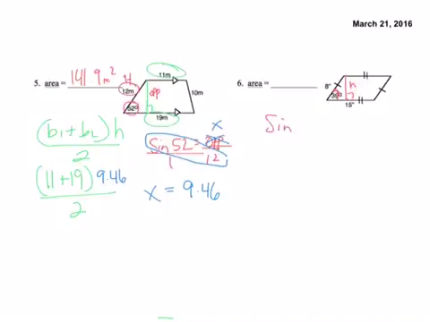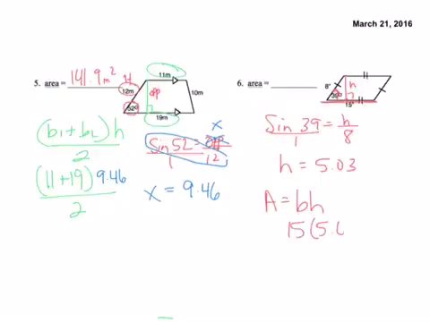So the sine of 39 equals H over 8. And when I cross multiply, I take the sine of 39 times 8. So H equals 5.03. And when I fill in my formula, area of a parallelogram is base times height. My base is 15 times my height, which is 5.03. And when I multiply that out, I get 75.52 inches squared.